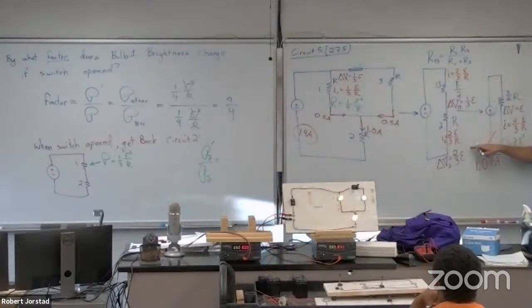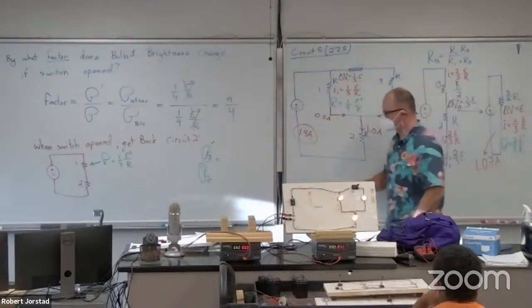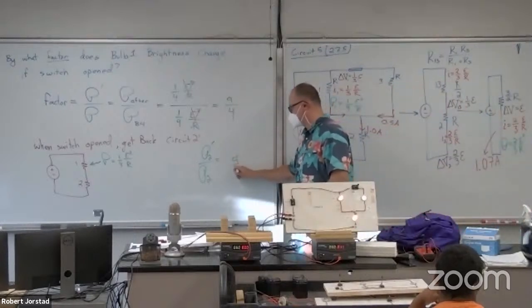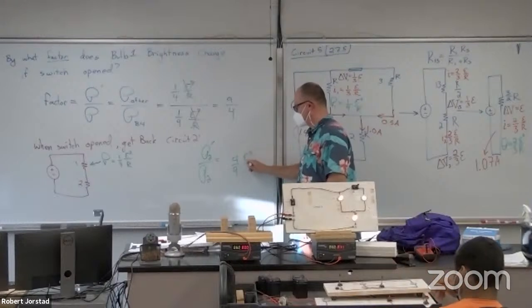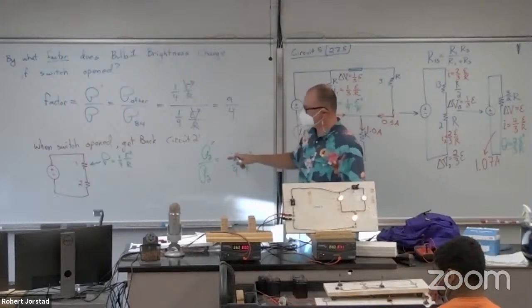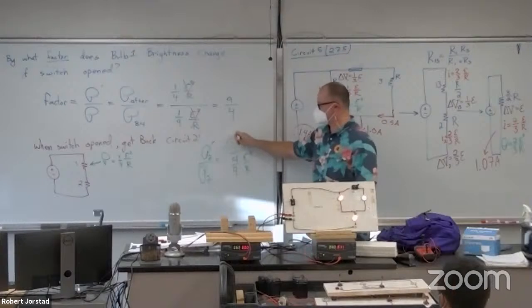IV, is that 4/9 E squared over R? 4/9 E squared over R. And then in the end, it's 1/4, just the same as this one. Oh man, this is going to be something weird, isn't it?